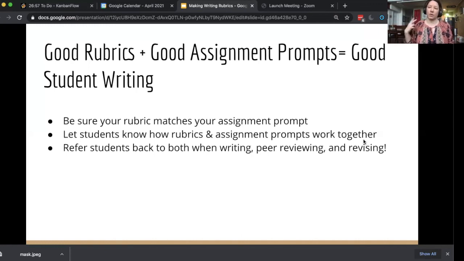Also, let your students know that these two things work together. When they're writing their assignment, they should be looking at both. They shouldn't be just worried about the grade. They should be looking back at the actual assignment prompt. Or they shouldn't just look at the assignment prompt and not look at the rubric or the grading criteria. Those two things are meant to work together to inform them on how they complete the assignment. And finally, make sure that they also use it at different points in the writing process. So when they're peer reviewing, this is a great time to bring their attention back to the rubric. Or when they're revising a paper, to point out, here's the area of the rubric that you are missing.